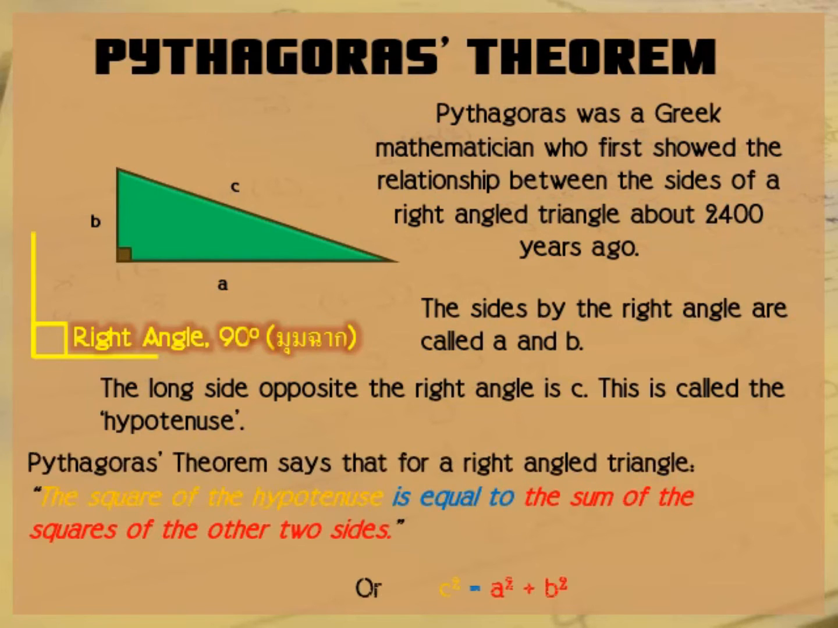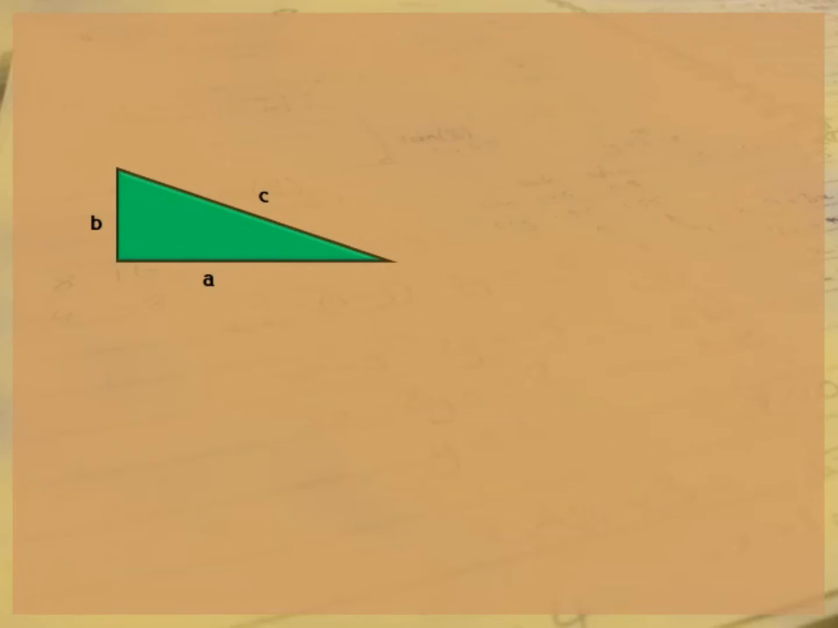Very funny sounding word. So Pythagoras' theorem says that for any right-angled triangle, the square of the hypotenuse is equal to the sum of the squares of the other two sides. So the square on the hypotenuse, that's c squared, is equal to the sum of the squares of the other two sides, a squared plus b squared.